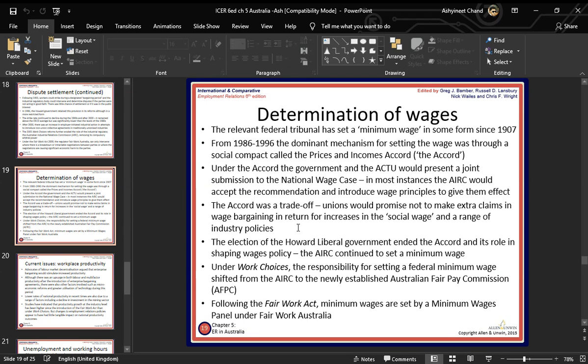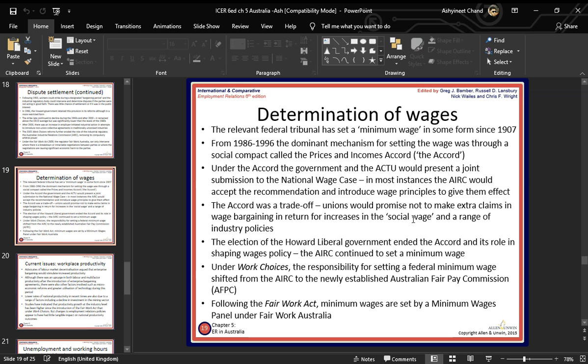Determination of wages. The relevant federal tribunal has set a minimum wage in some form since 1907. From 1986 to 96, the dominant mechanism for settling wages was through a social contract called the Prices and Incomes Accord, also known as the Accord. Under the Accord, the government and the ACTU, that is the umbrella body for the trade unions, would present a joint submission to the national wage case. In most cases, the AIRC would accept the recommendation and introduce wage principles to give them effect.